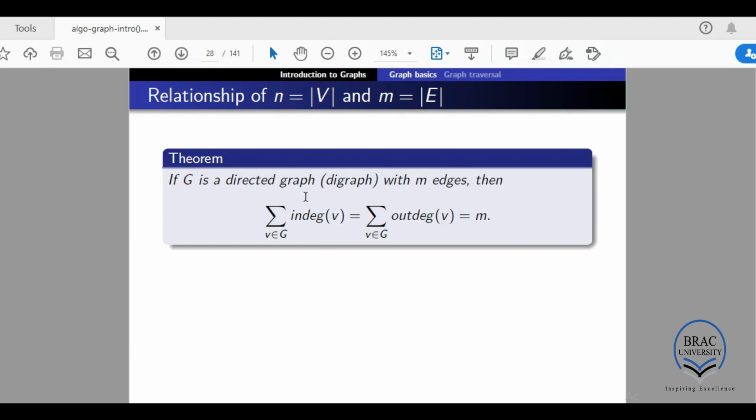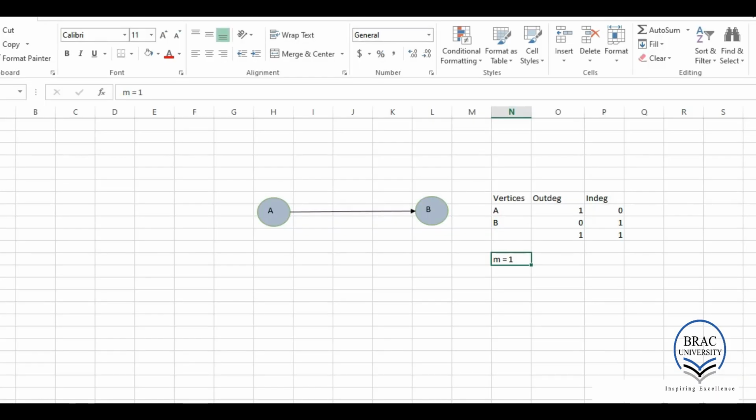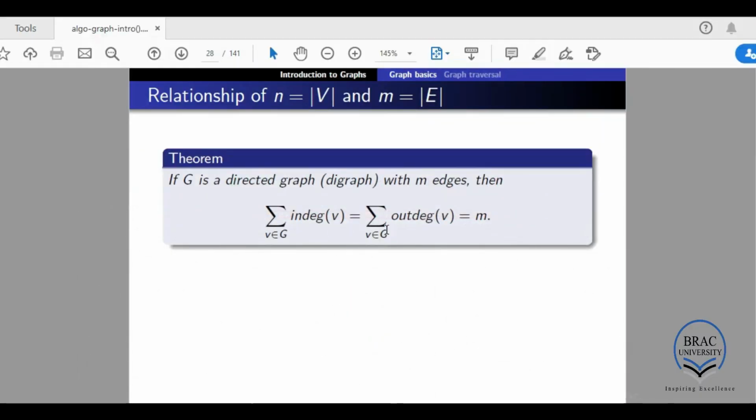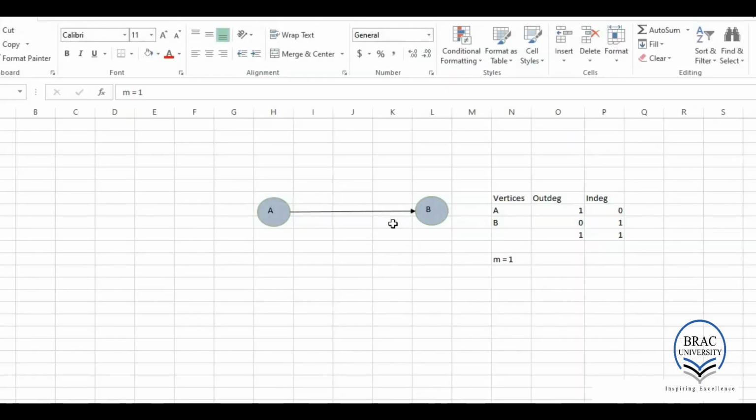It says that if G is a directed graph, which was a directed graph in my example as well, the summation of the in degree is equal to 1, the summation of out degree is equal to 1, and this is equal to the number of edges, 1. So I can relate the theorem with this example as well.